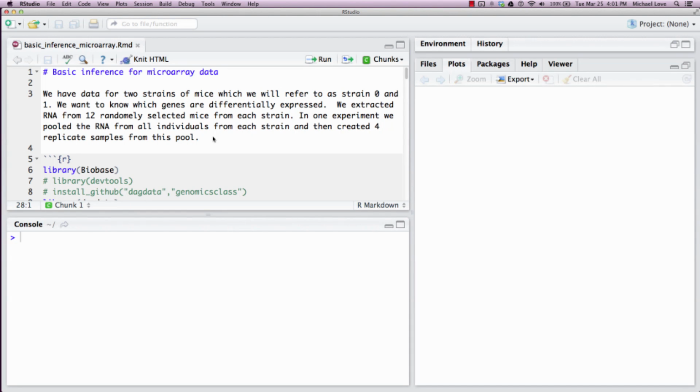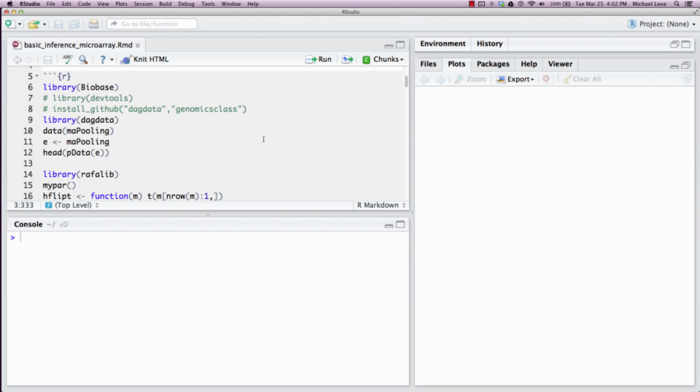This module is the first part of the Basic Inference for Microarray Data lab. We're going to build off the two strains of mice data set, which Rafa described in the inference modules. So we have strain 0 and strain 1, and we're looking for differentially expressed genes between these two strains, which have been sequenced by microarray.